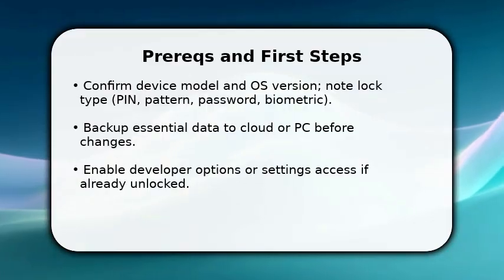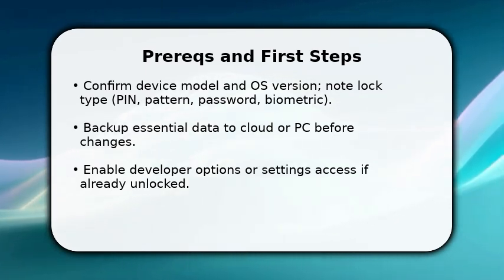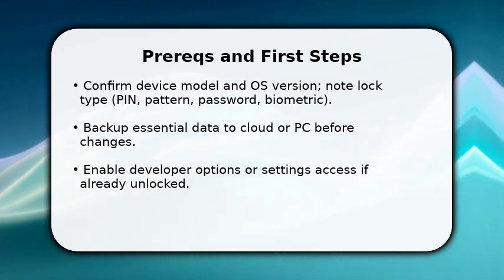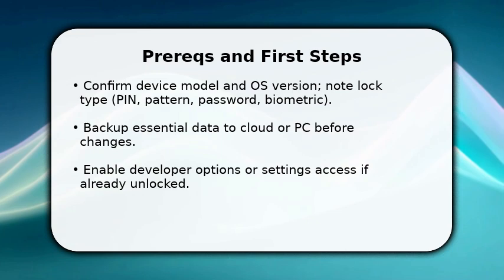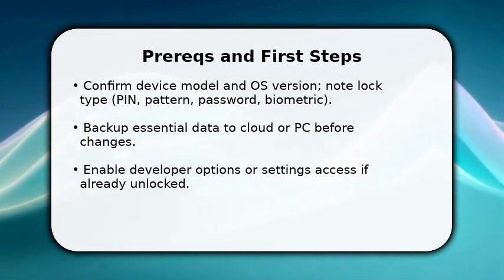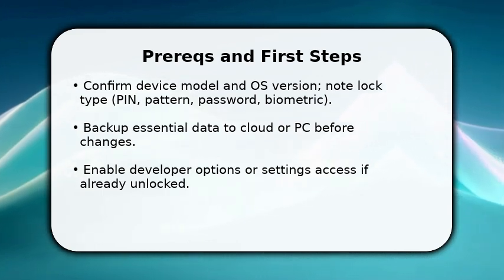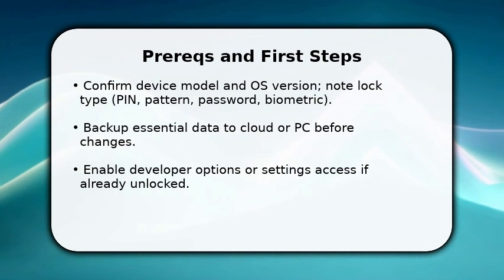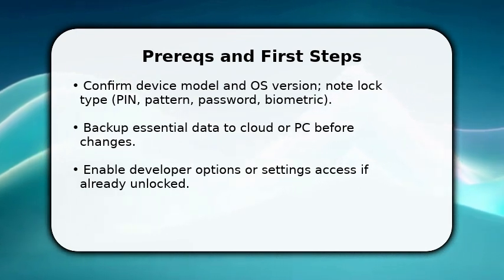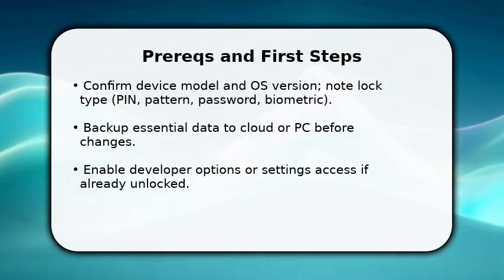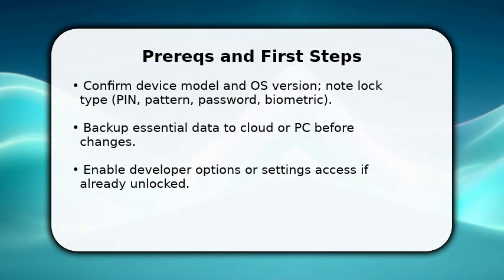You start by confirming exactly what you're working with, model, OS, and lock type, because methods differ. Once done, back up your photos and contacts to cloud or PC so you won't lose anything. Make sure you have account credentials for the device owner account. You will need them. If you already have limited access, enable developer options or required settings now so later steps run without interruptions. This prevents a mid-process lockout and prepares you for recovery options.